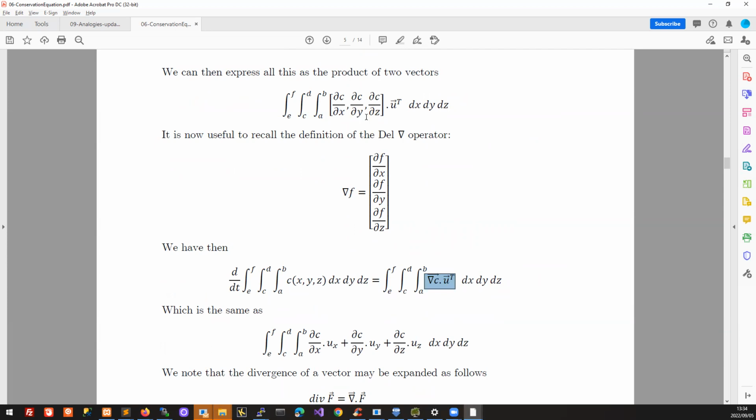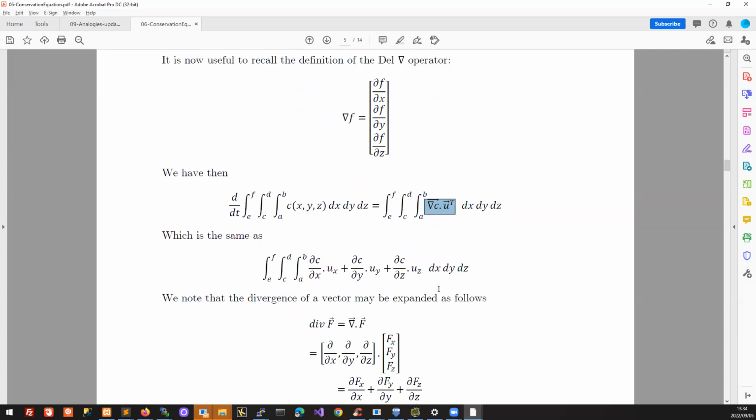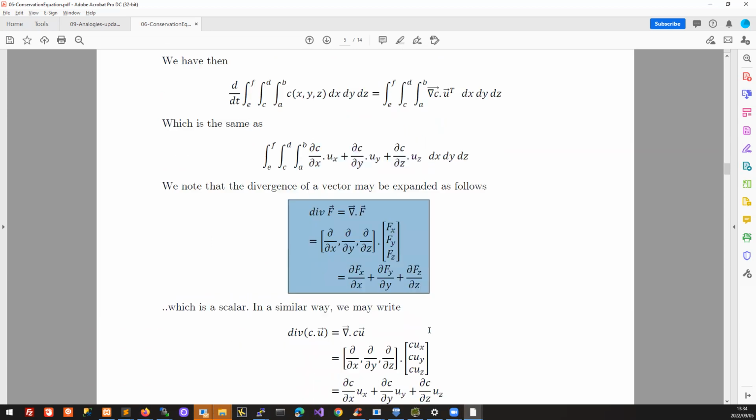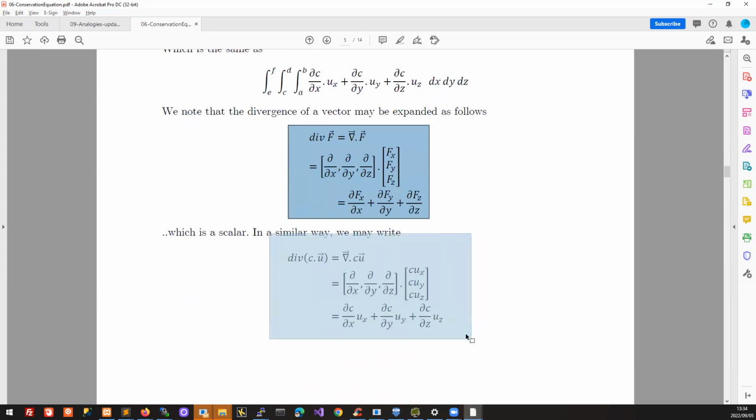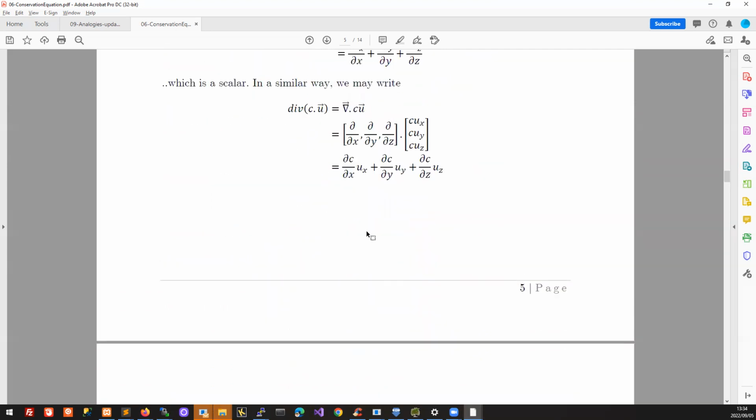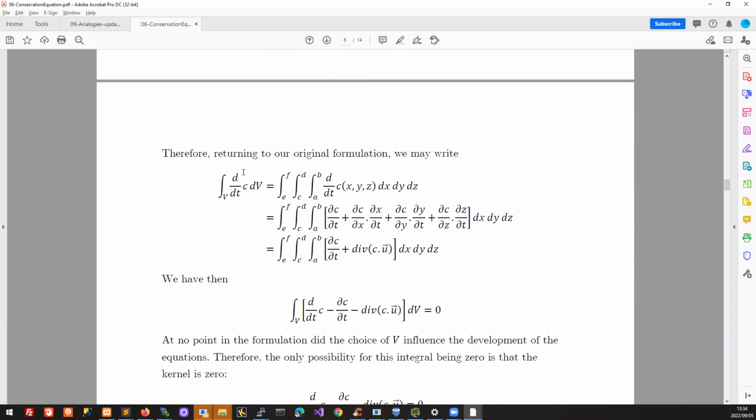So dc/dx, dc/dy, dc/dz, that's the gradient of a scalar field. So that's shown there. And so, of course, if we dot multiply it, then as we said just now, we get back that. Okay, so all of that is saying the same stuff, right? So it's the divergence of C dot U. So that's what we have there.